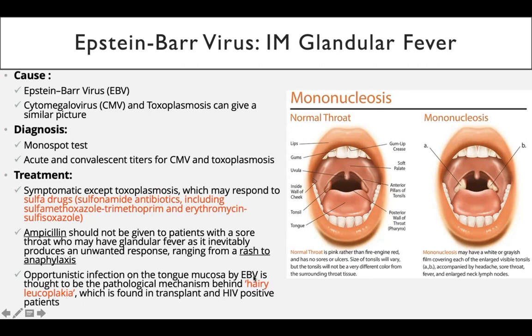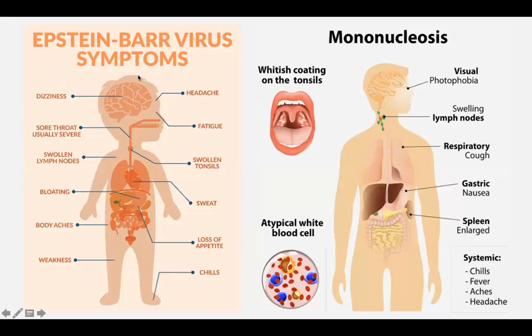EBV, Epstein-Barr virus, was thought in the past to be behind hairy leukoplakia, but no more. Epstein-Barr virus symptoms: dizziness, headache, fatigue, sore throat, usually severe, swollen lymph nodes, swollen tonsils, glandular fever, glands are swollen.